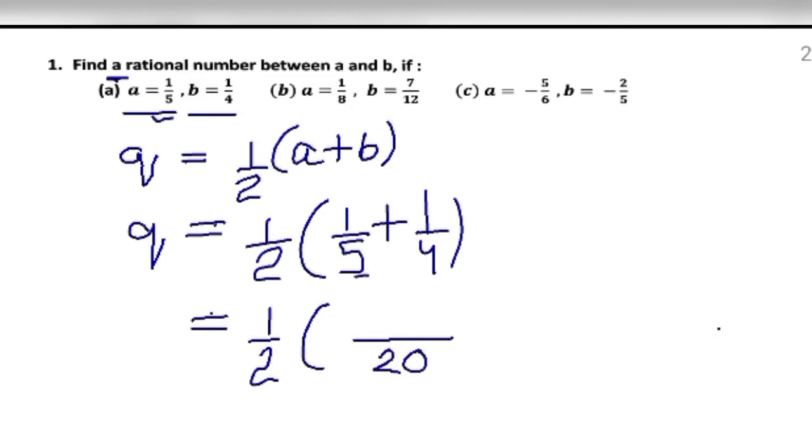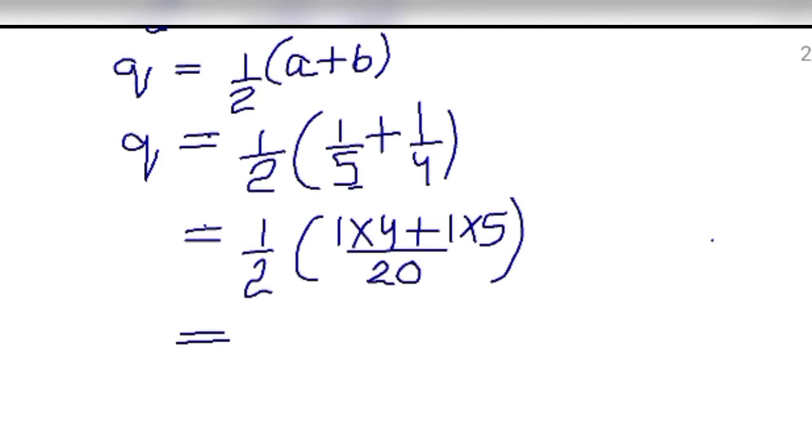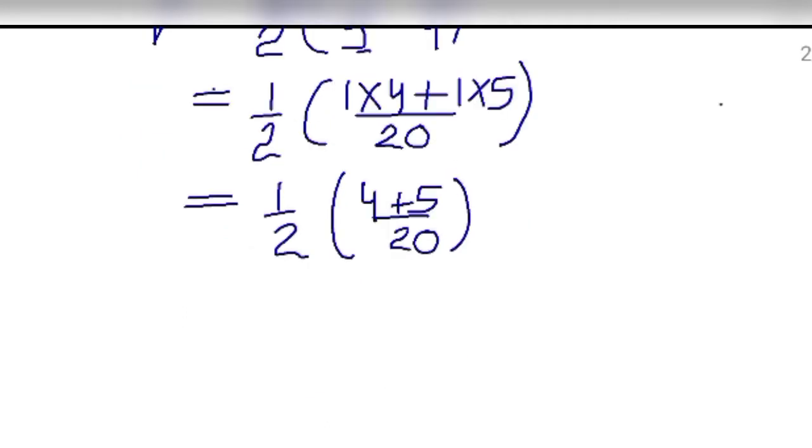To make 5 into 20 you will multiply it by 4. So multiply this numerator by 4, because 4 5s are 20. To make 4 into 20, multiply this numerator by 5. 1 upon 2, solve the bracket: 4 1s are 4 plus 5 1s are 5 upon 20. Open the bracket now. This 1 upon 2 is outside the bracket, it means it will be in multiplication. 5 plus 4 is 9 upon 20.